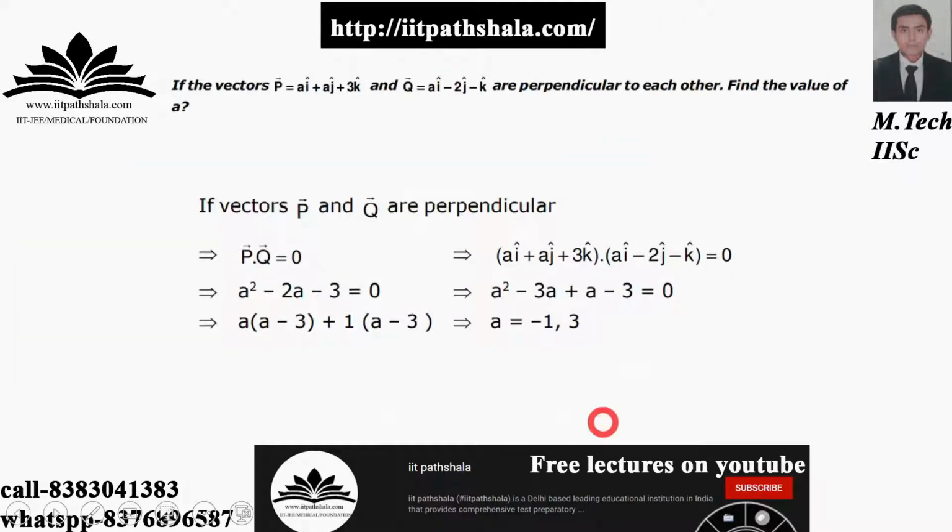Now let us try to solve this particular problem. The vector p is given to you as follows, q is given to you as follows. You have to find the value of a. Now these are perpendicular to each other, so I can say that p dot q must be equal to 0. Fine with that? Multiply component-wise and you will have the following equation. Solve it and you will land up with the value of a. Pretty much easy to do.